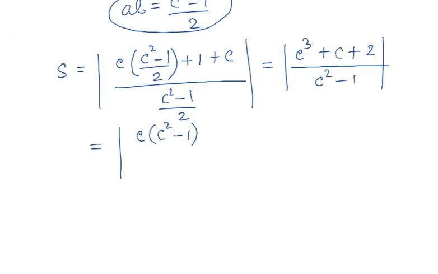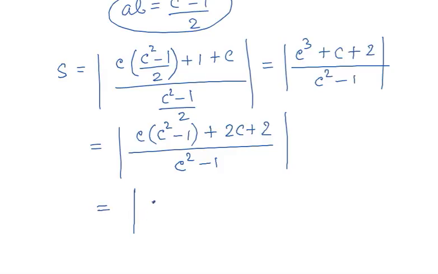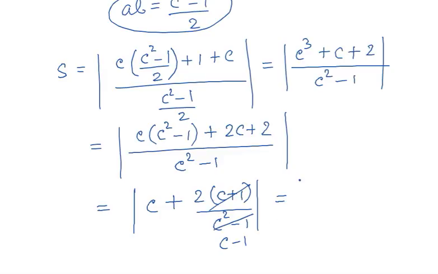To bring that factor in the numerator, we can modify the numerator in this way: c into c square minus 1 plus 2c plus 2. This is getting divided by c square minus 1. So this will be nothing but modulus of c plus 2 into c plus 1 divided by c square minus 1. So this c plus 1 factor will be cancelled out to give us finally, modulus of c plus 2 by c minus 1.